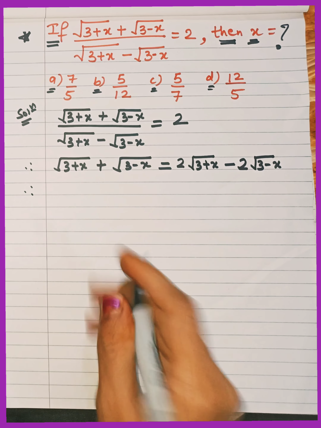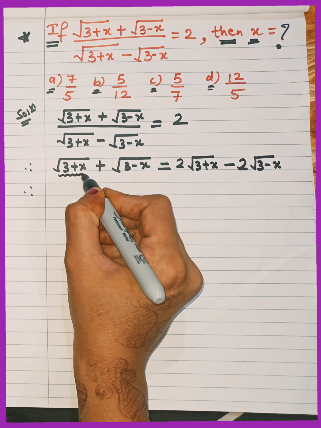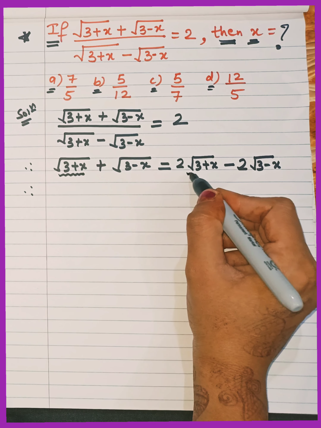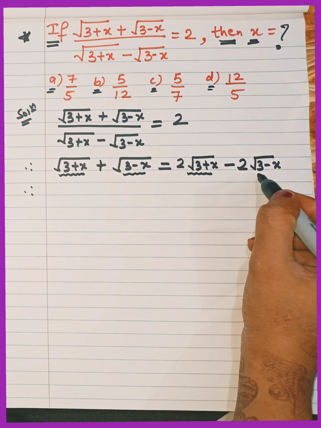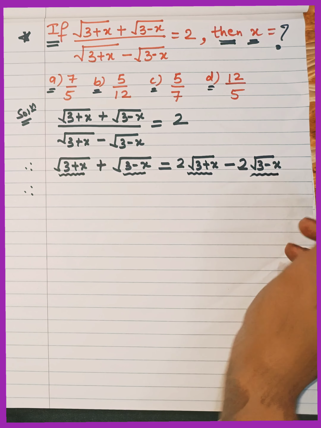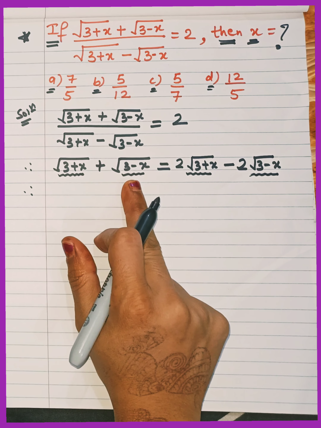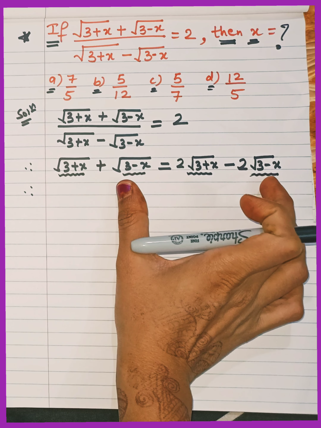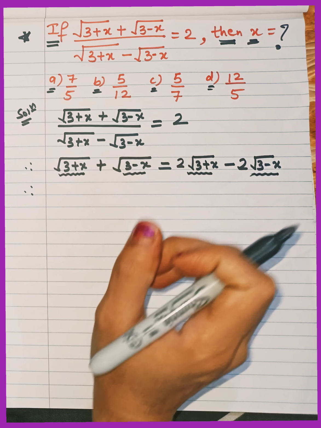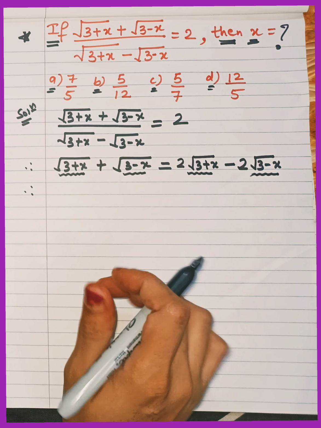Now moving ahead, as you can see, here I have square root of 3 plus x, and here also I have square root of 3 plus x. Here I have square root of 3 minus x, and here also I have square root of 3 minus x. So now we are keeping the like terms together. These both like terms, 3 minus x, we are keeping together. So this part I am shifting here, and this 3 plus x we will shift that side.